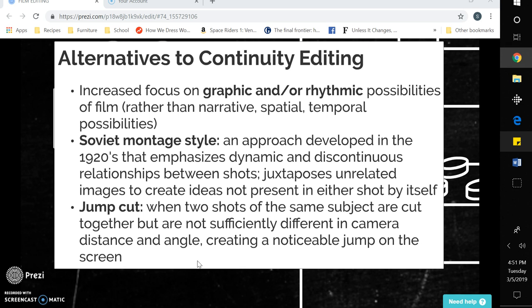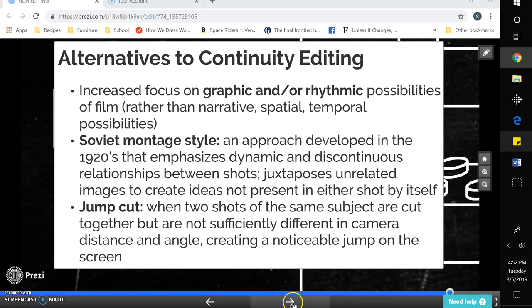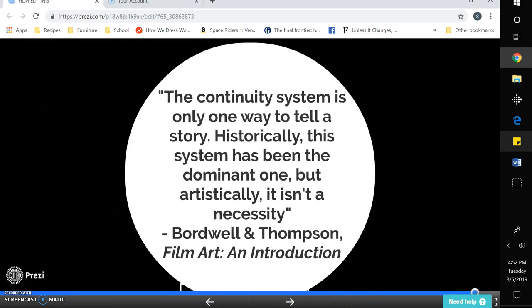So the important thing to keep in mind here is that the continuity system is only one way to tell a story. This system has been the dominant one historically. It is not an artistic necessity.